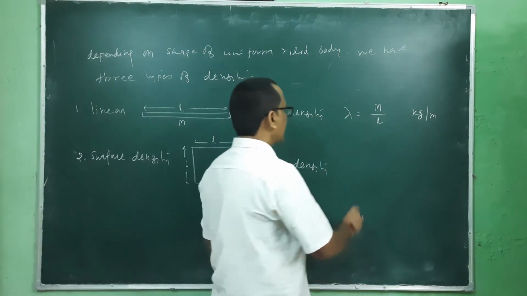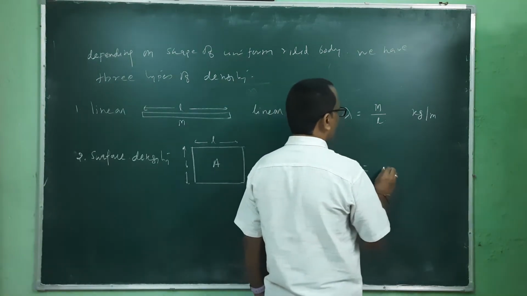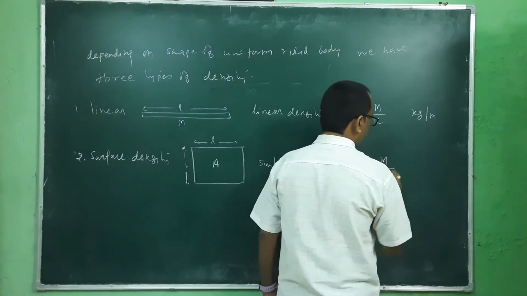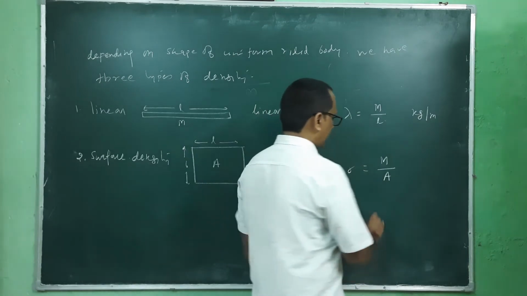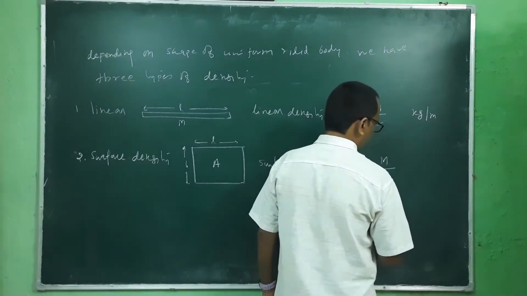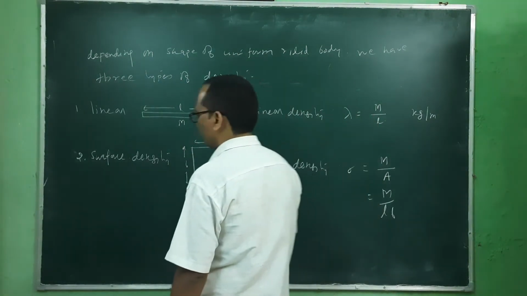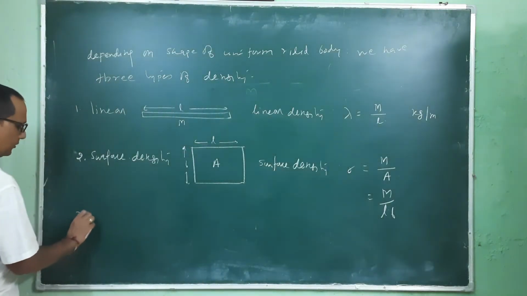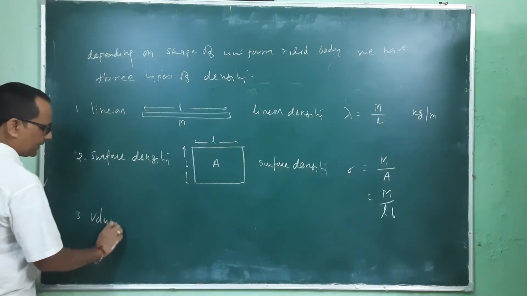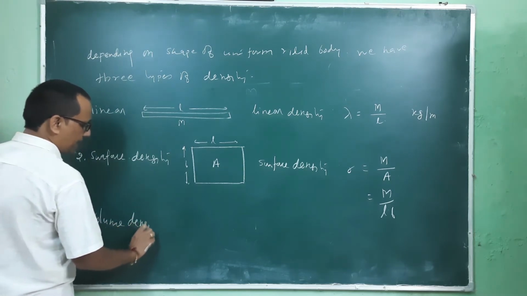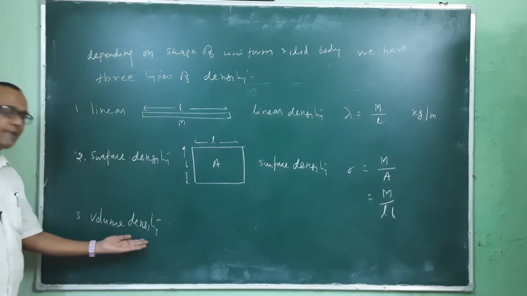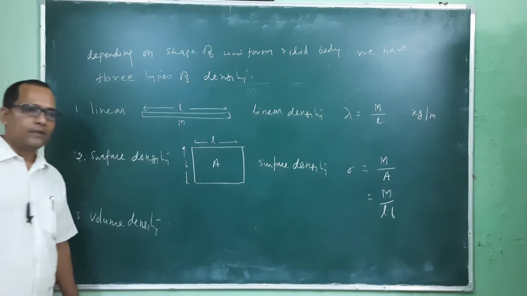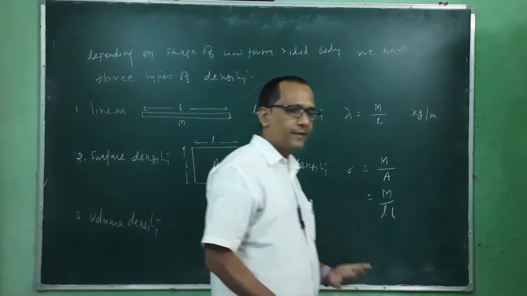It is denoted by sigma. Sigma is equal to mass per unit area, and this is equal to mass by length multiplied by B, if length and B are given. And third, obviously the density, that will be the volume density, but this density term is used in general when we think about density. This is mass per unit volume.